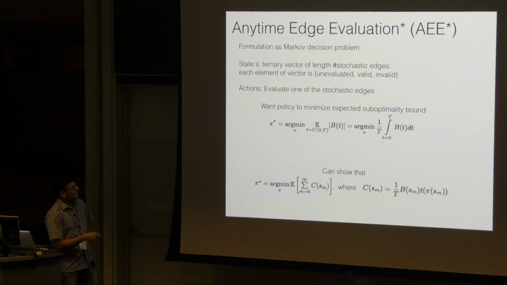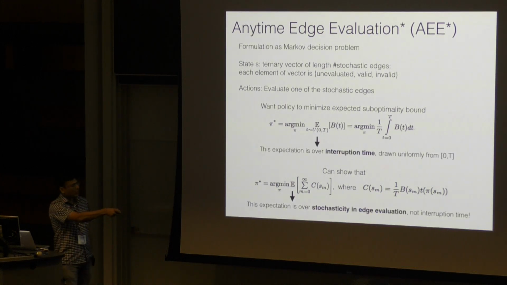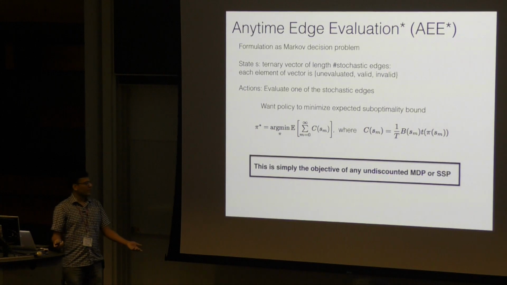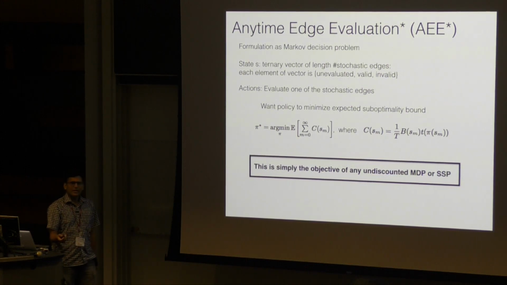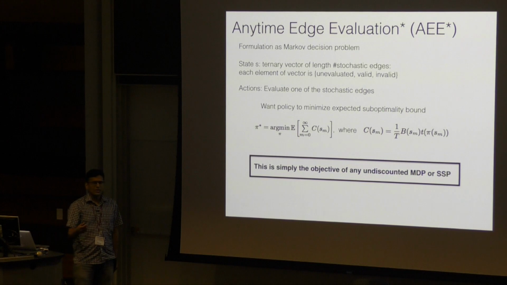And the key result in the paper is that we can show this policy optimization is exactly equivalent to minimizing the expected sum of future costs to go for different state action costs defined specifically as follows. And the key thing to note here is that while the first expectation is over the algorithm interruption time, the second one is only over stochasticity in the edge evaluation. So what we really have is the usual MDP, or rather a SSP, with a particular choice of cost function. And if you go ahead and solve that, the optimal policy is guaranteed to minimize the expected suboptimality bound for a randomly chosen interruption time, uniformly chosen.